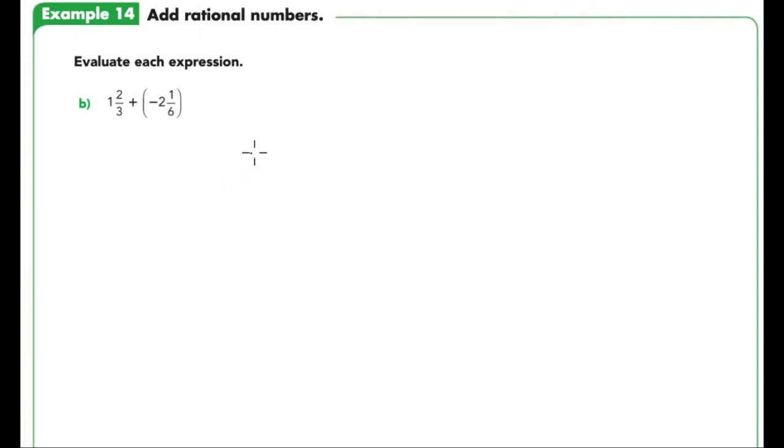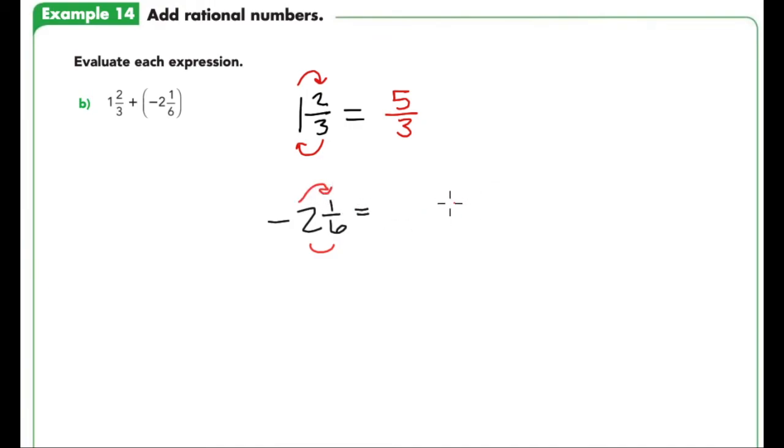Another method that we could use to solve this is we could change these mixed numbers into improper fractions. So we had 1 and 2/3, and to rewrite that, we multiply 3 times 1, which is 3, and then add the 2. So 3 times 1 is 3, plus 2 gives us 5/3. And then if we want to rewrite the negative 2 and 1/6, 6 times 2 is 12, plus 1 gives us 13. So that is a negative 13/6.